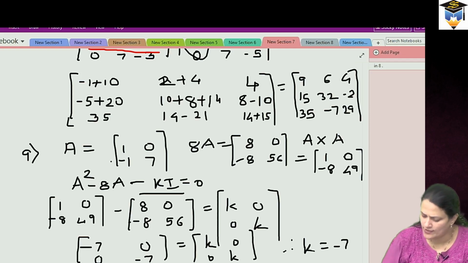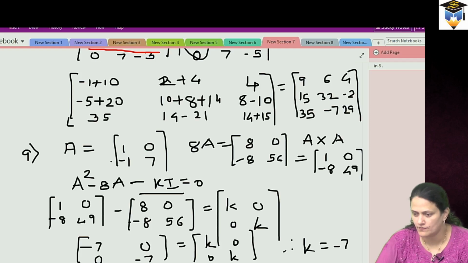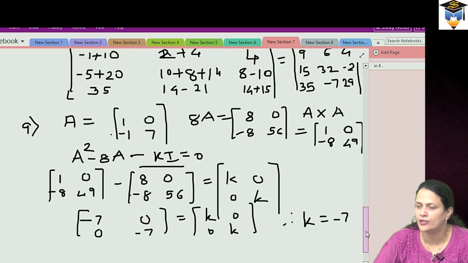Okay, so is it done? Understood? Value of k is equal to -7. Now I guess we are going to do the 11th one, right? Yes. Take your time, complete it. If you have any doubt, online students, please feel free to ask.